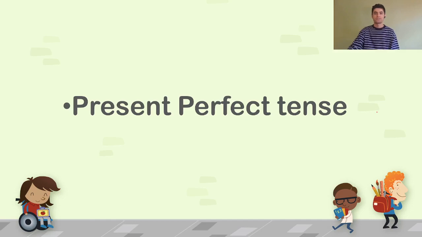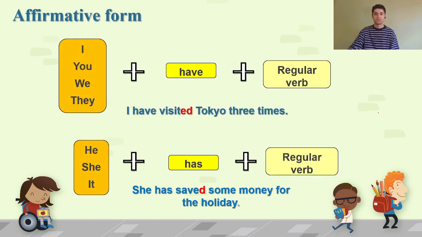So in today's lesson, we're going to learn present perfect tense. Now let's have a look at how we make sentences in this tense. First, we're going to learn the formulation of the present perfect tense. The formulation goes like this.